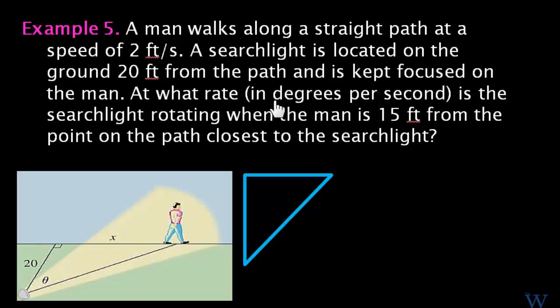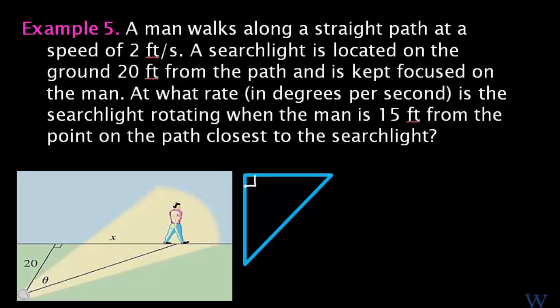At what rate in degrees per second is the searchlight rotating when the man is 15 feet from the point on the path closest to the searchlight? In other words, from here to here, at the instant when x is equal to 15. So once again, we have a right triangle problem. So let's go ahead and write down all the givens and what we're going to look for.